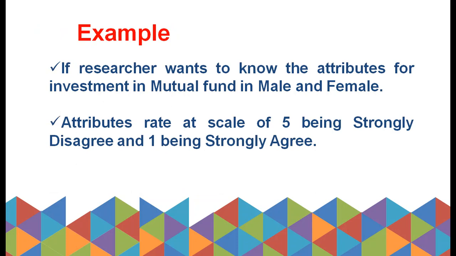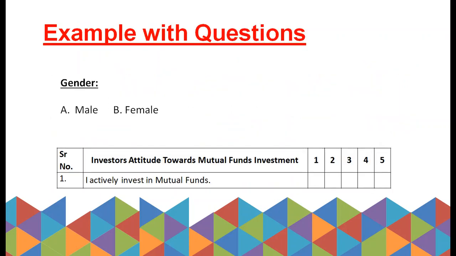Let us explain with an example. If a researcher wants to know the attributes for investment in a mutual fund in male and female. Here our categorical variable is gender, where we have two labels, male and female, and we want to know the attributes for the investment. The attributes are on a scale of 1 for strongly agree and 5 for strongly disagree. The attribute that we have asked is whether the investor is actively investing in a mutual fund or not.